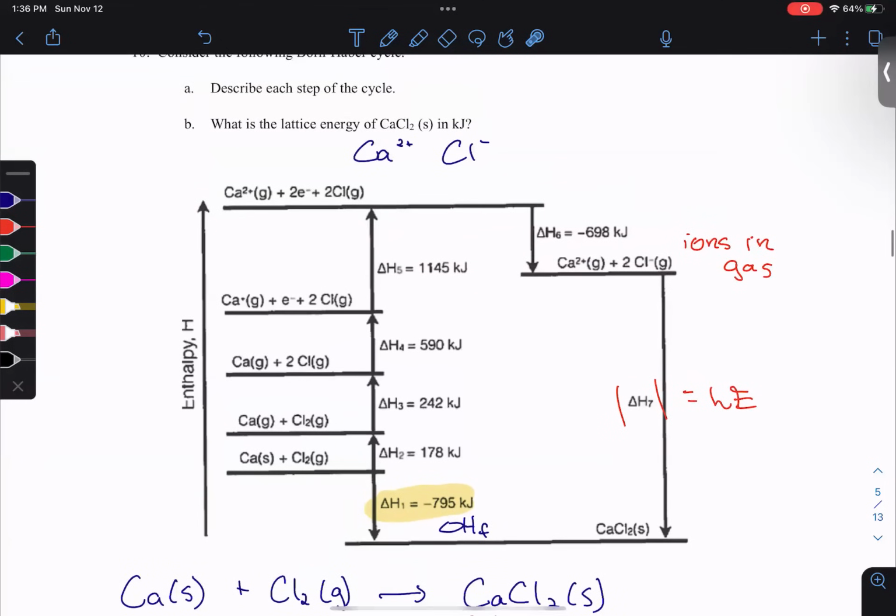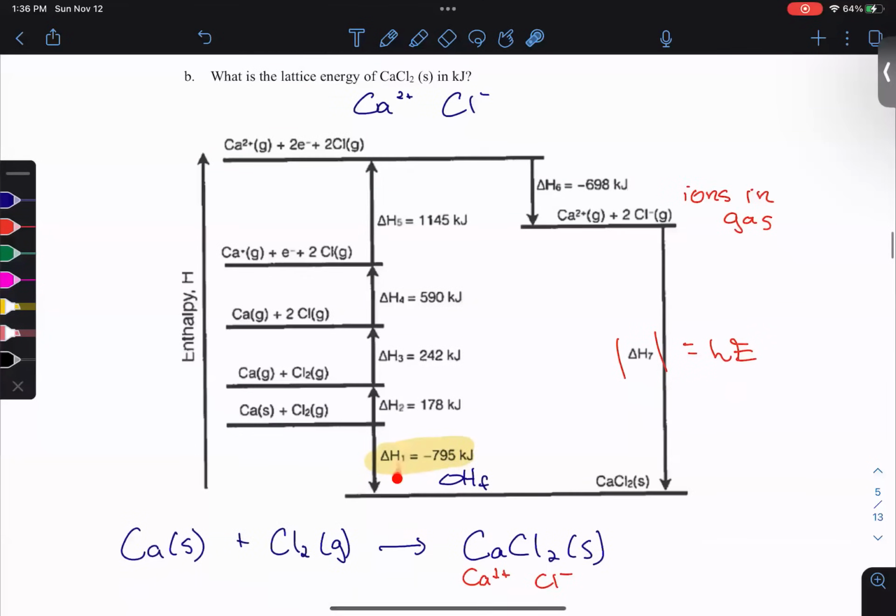So I guess the first part of this question is, describe each step. What is the significance of each step? We did the first one. That's the formation reaction, a chapter 5 question. Now we need to think about the subsequent steps to get to the ions in their gas phase. This second step, delta H2, is turning a solid into a gas. So what would that energy be called? Turning a liquid into a gas is called boiling. So turning a solid into a gas, we would call that what?